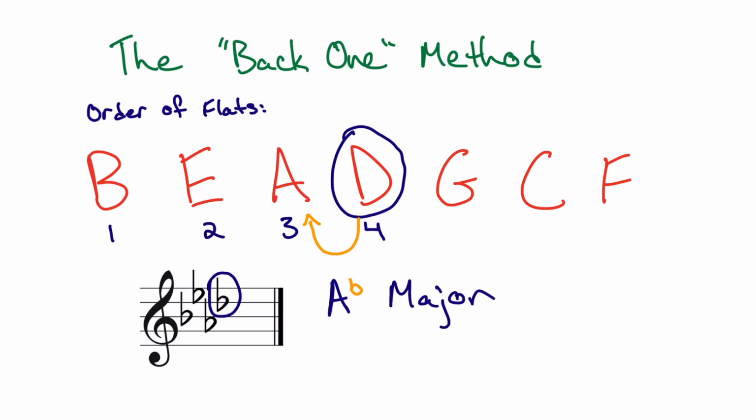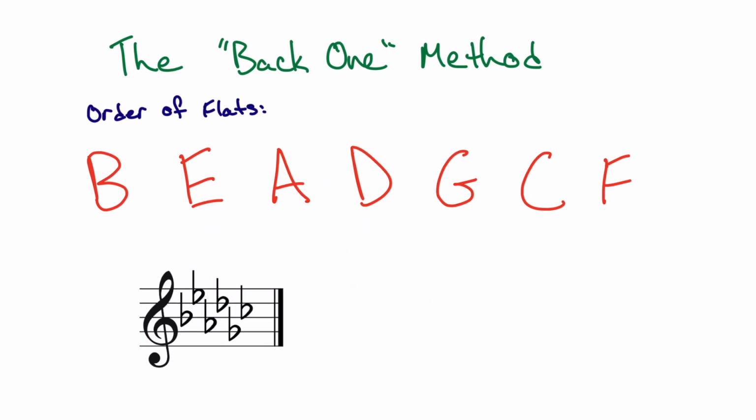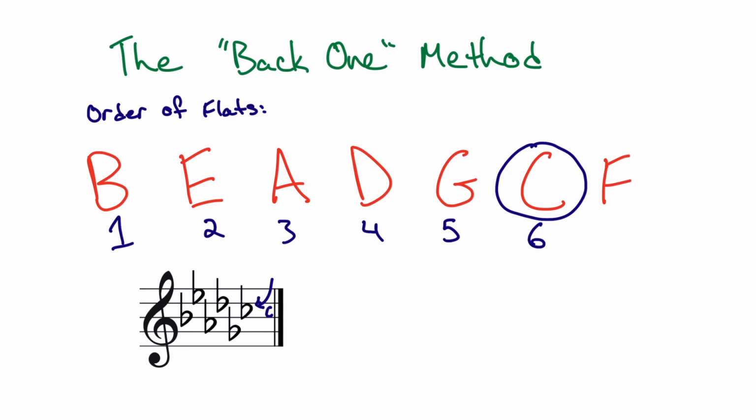Let's look at another example. So I have a new key here. This one has 6 flats. So once again, I have 2 options here. I can either count to 6. 1, 2, 3, 4, 5, 6, C flat. Or I can simply just look at the staff and know that this right here falls on the C space. And so this is, in fact, a C flat.